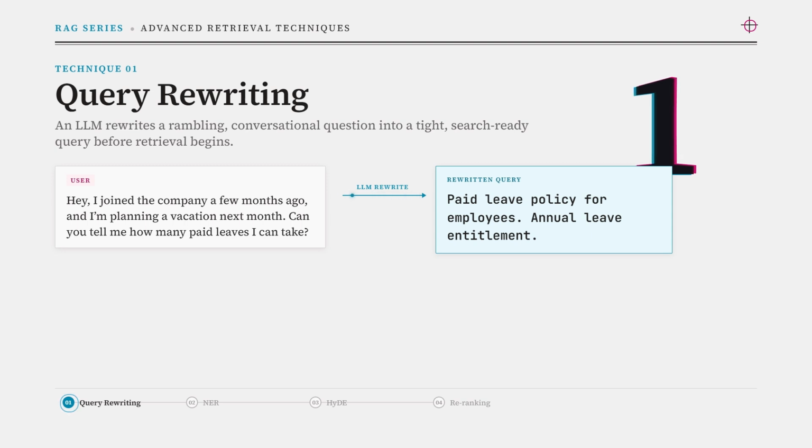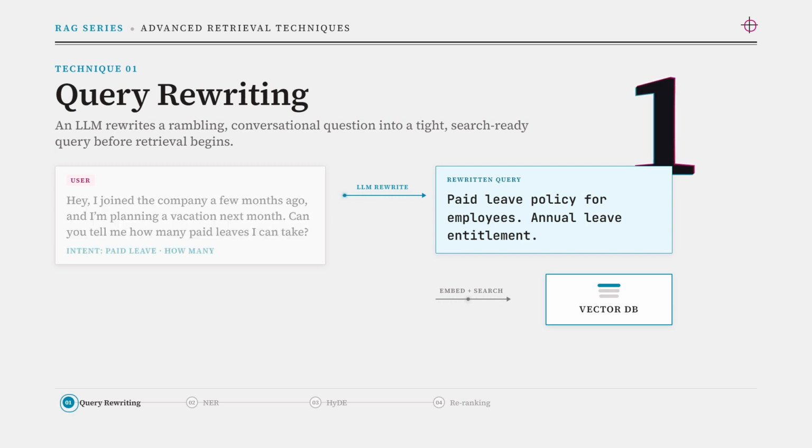This rewritten query is then converted into an embedding and searched in the vector database, resulting in much more relevant documents. For example, instead of searching with an entire conversation about planning a vacation, the LLM rewrites it to simply paid leave policy for employees and annual leave entitlement, making the search far more accurate.